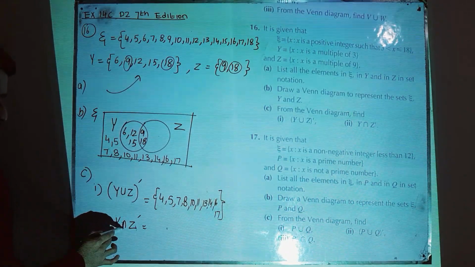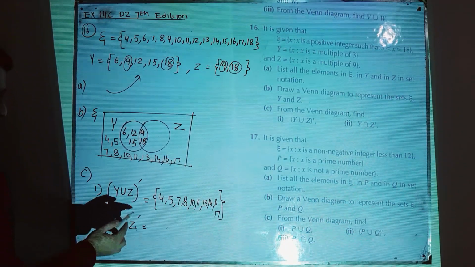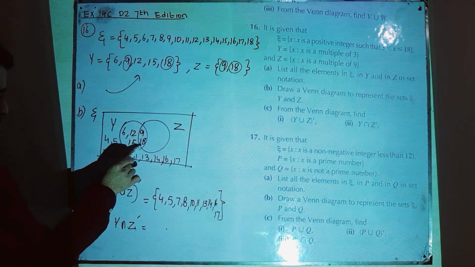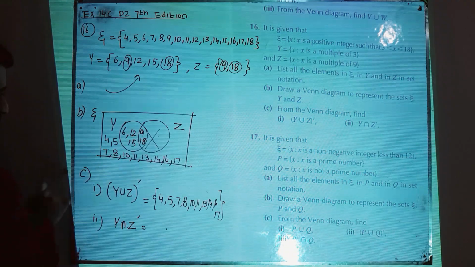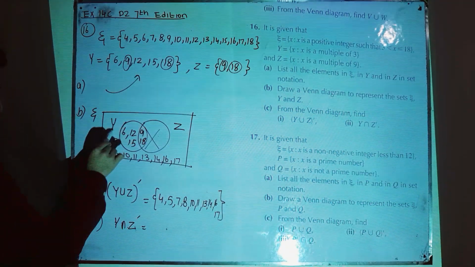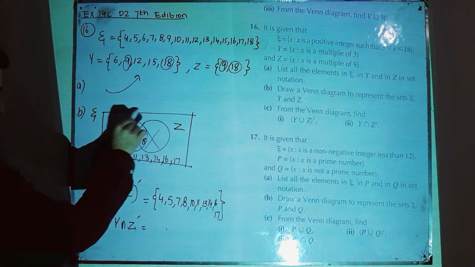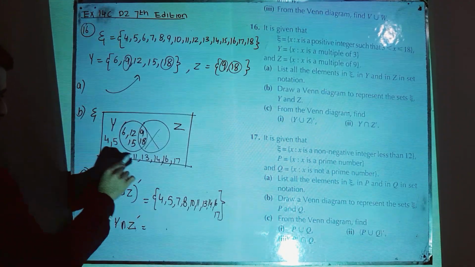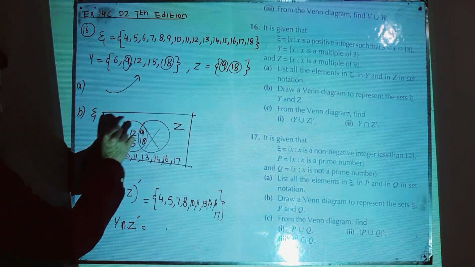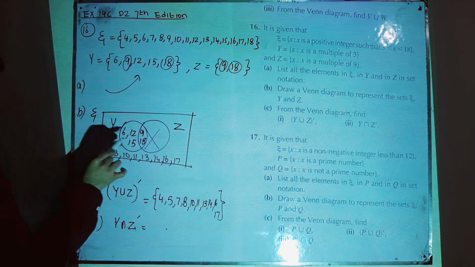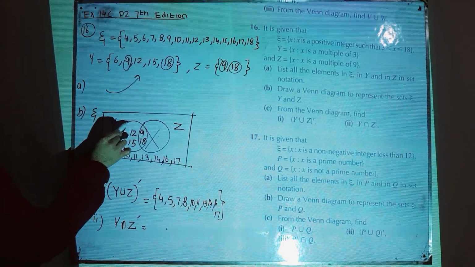because intersection means the common part of Y and Z complement. So for Z complement you need to exclude this one. This circle will be excluded. For Z complement, all other regions are part of Z complement. Now the outside region of Z, that is Z complement, has its common part with Y, and that is this one.